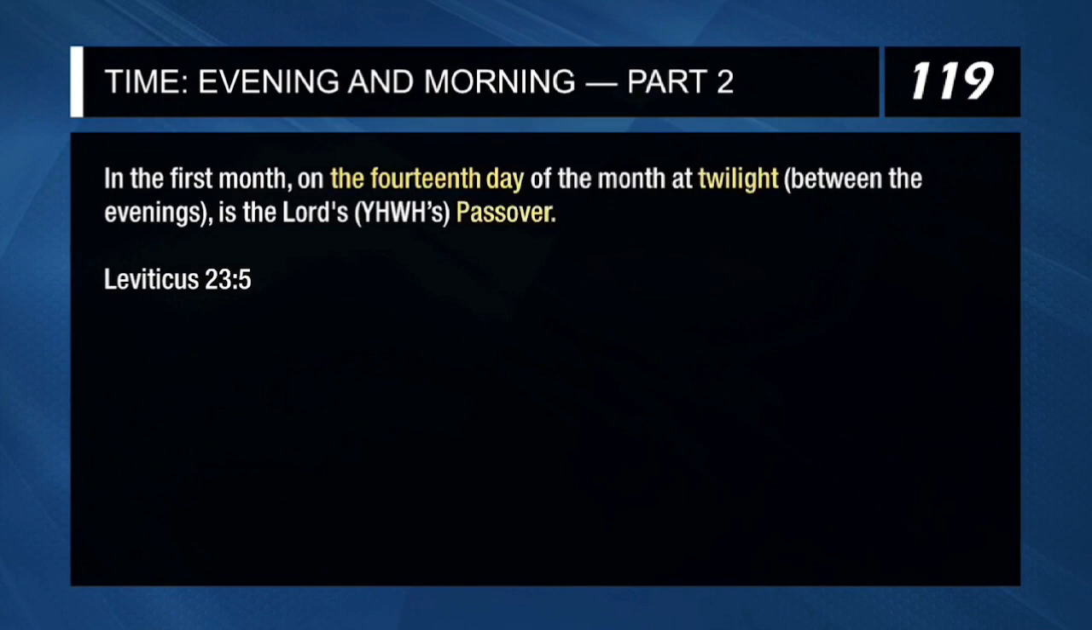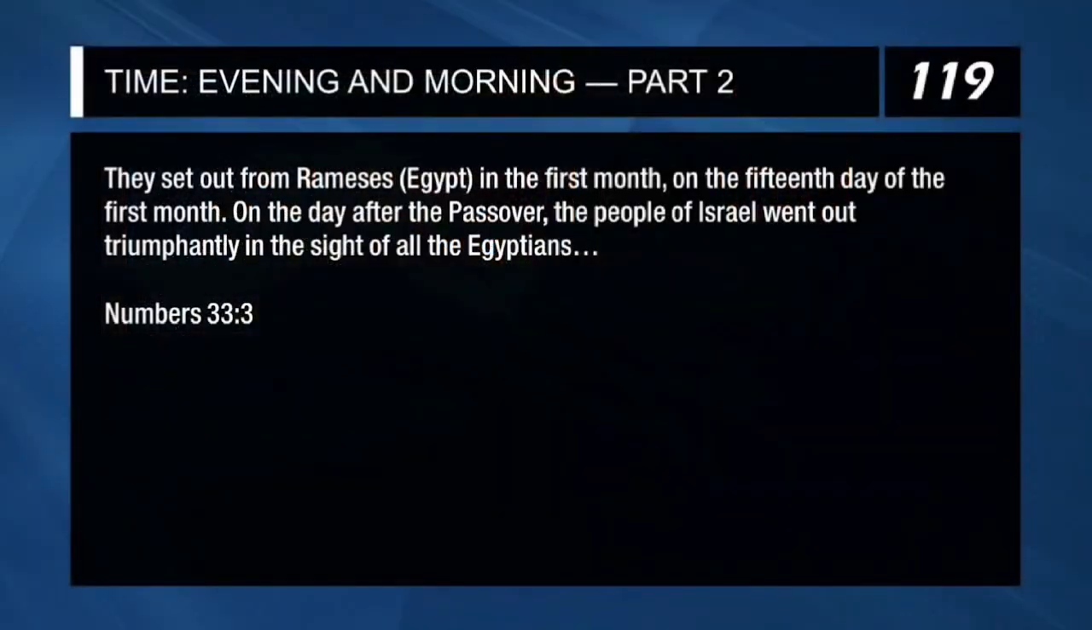The Passover is on the 14th day, being the time that the Passover was killed. Numbers 33 verse 3 declares that Israel left the day after the Passover, which would mean that they left on the 15th day of the month. Numbers 33 verse 3: They set out from Ramses in the first month, on the 15th day of the first month, on the day after the Passover, when it was slain. The people of Israel went out triumphantly in the sight of all of the Egyptians. And of course, that was the night of the 15th.